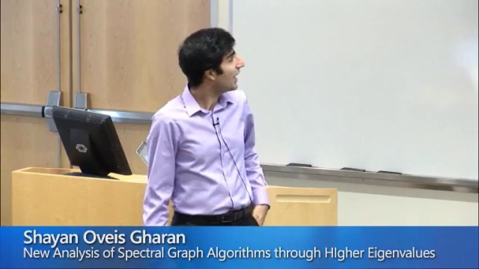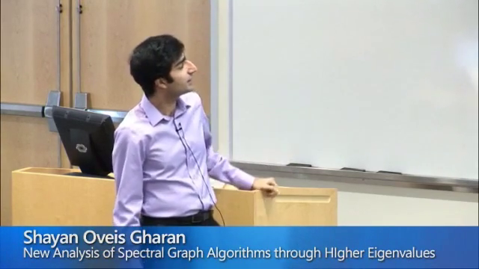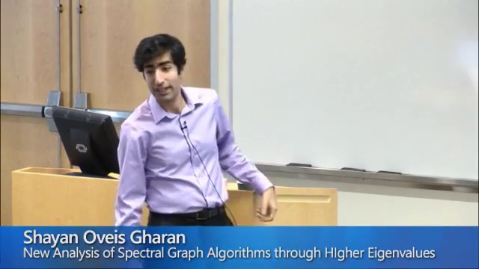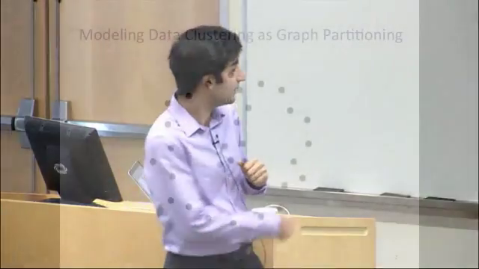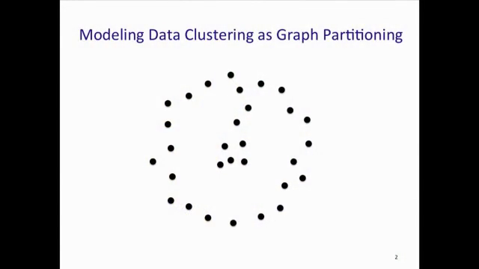So I want to talk about new analysis of spectral graph algorithms through higher eigenvalues. Suppose we have a set of data points, and we want to cluster them. One way to do the clustering is first to construct a graph based on these data points, and then use a graph partitioning algorithm. How can we construct a graph?